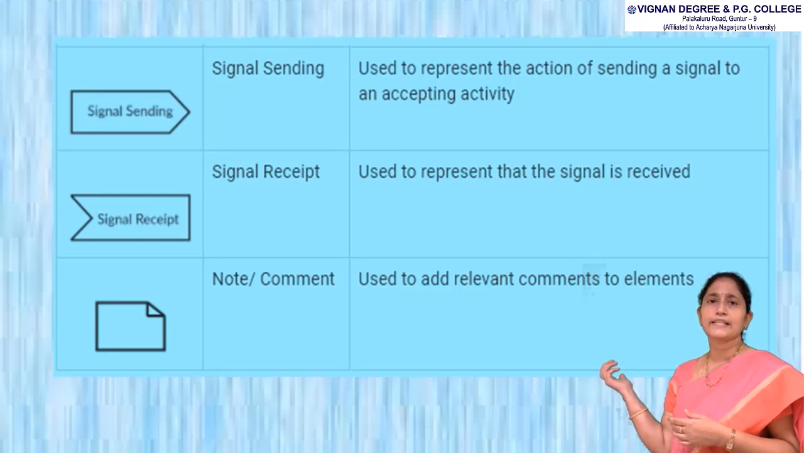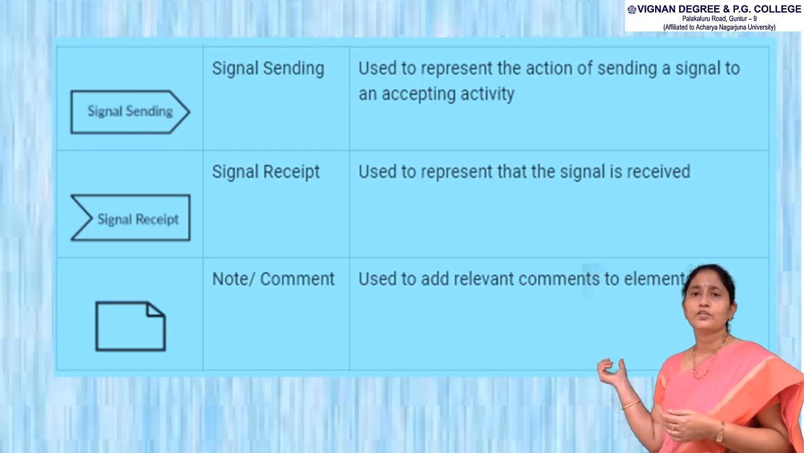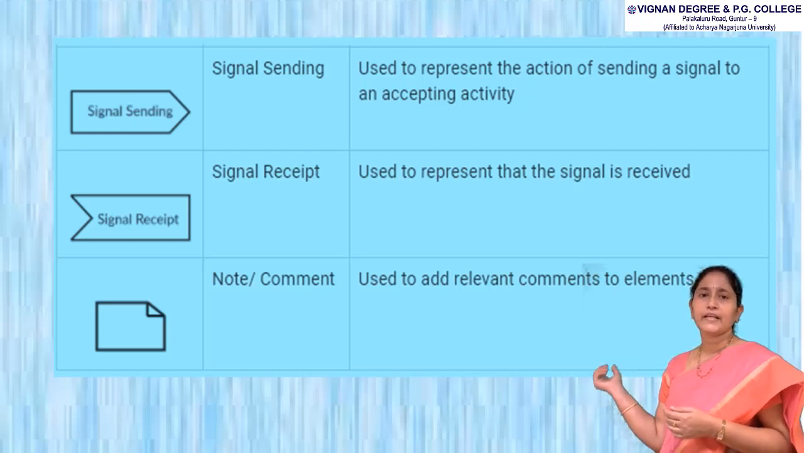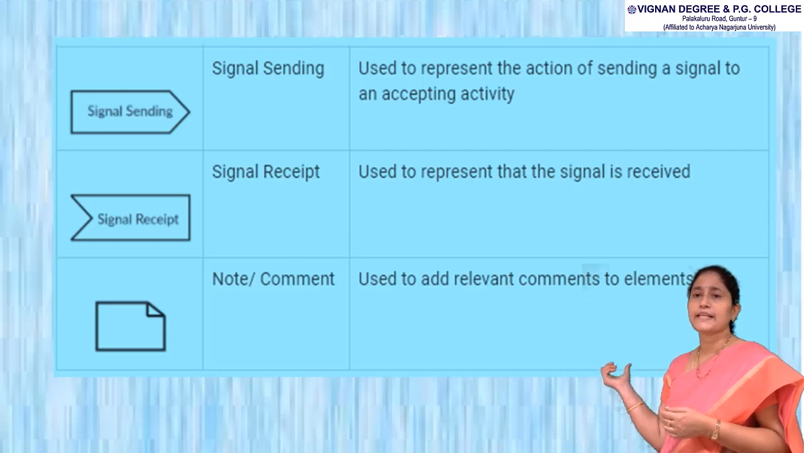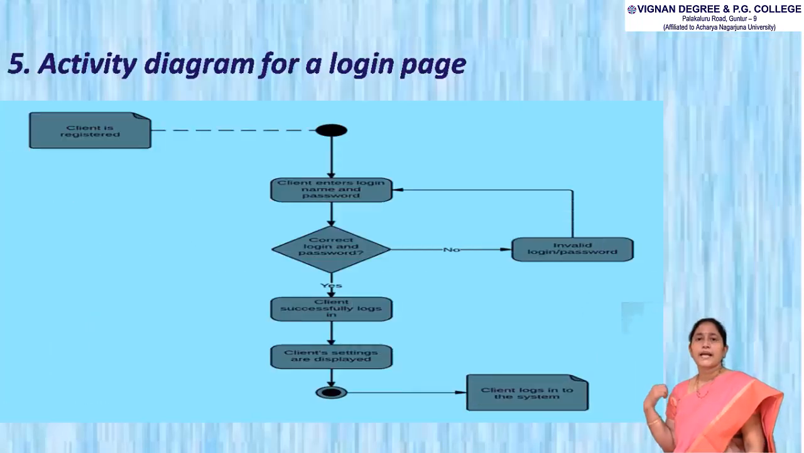So the signal sending symbol is used to represent the action of sending a signal to an accepting activity. And the second symbol is the signal receipt. It is used to represent that the signal is received. And the third symbol is a note or comment symbol. It is used to add relevant comments to elements. So this is the activity diagram.